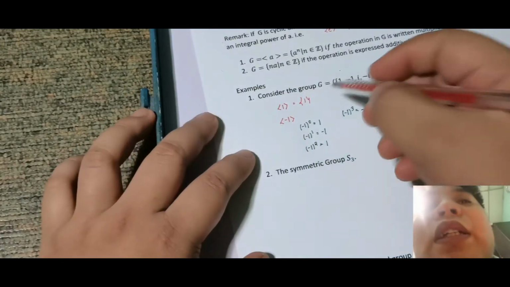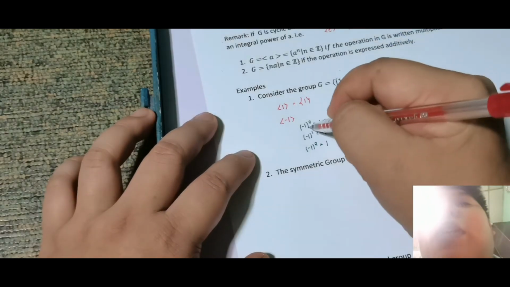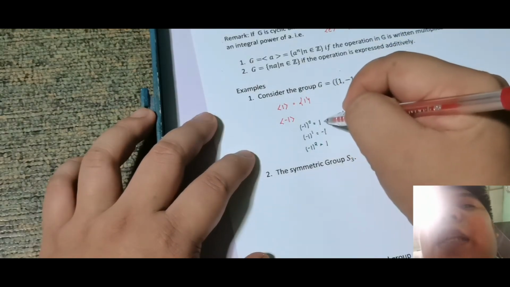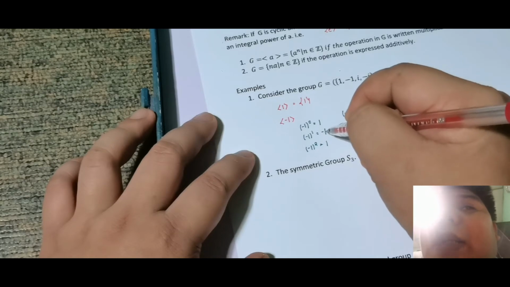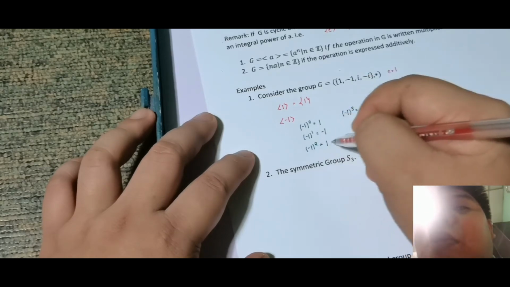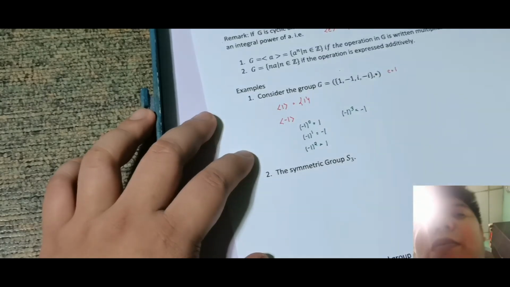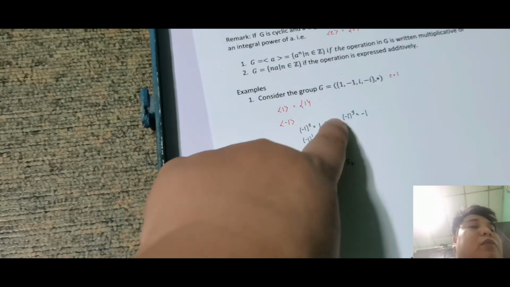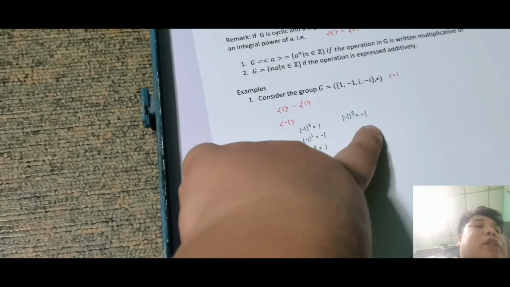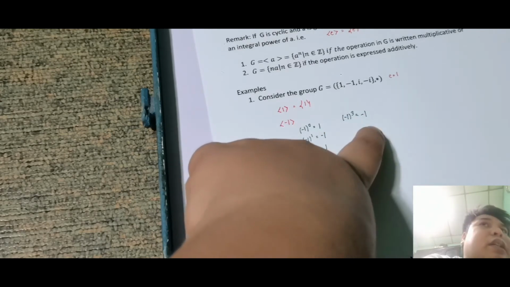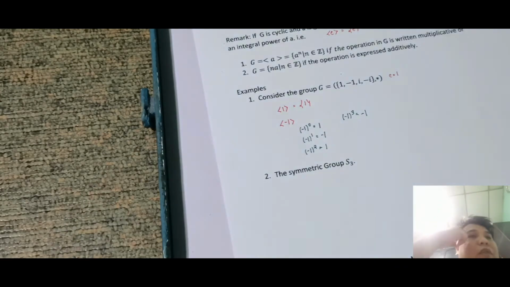Negative 1 raised to 0 is identity element. Negative 1 raised to 1 is negative 1. Negative 1 raised to 2 is 1. Negative 1 raised to 3 is negative 1. Kung napapansin mo, umulit na lang. Kung gawin kong negative 1 raised to 4, that is 1. Negative 1 raised to 5, that is negative 1. Paulit-ulit lang siyang babalik.